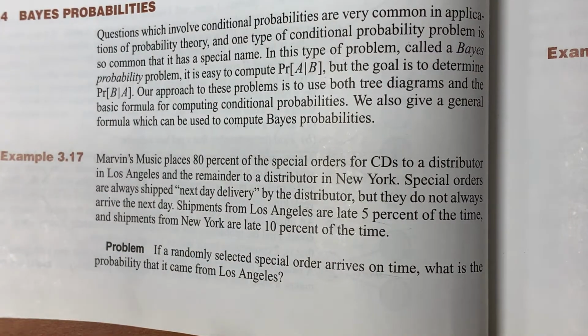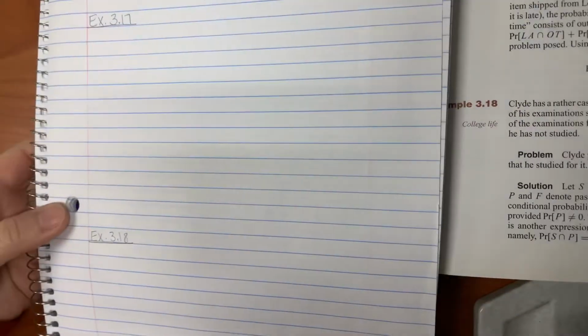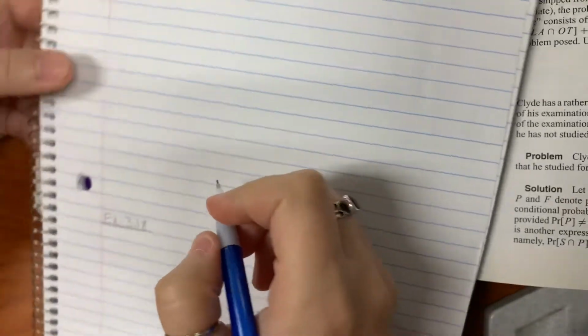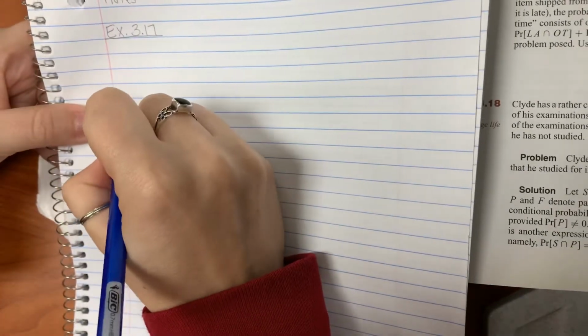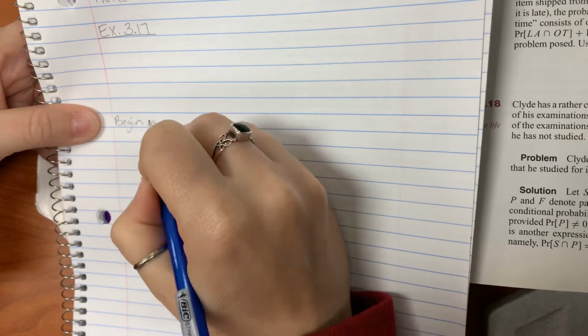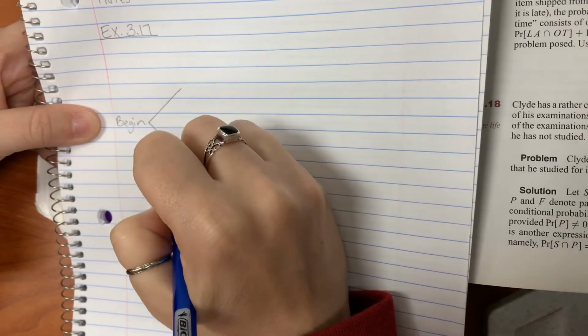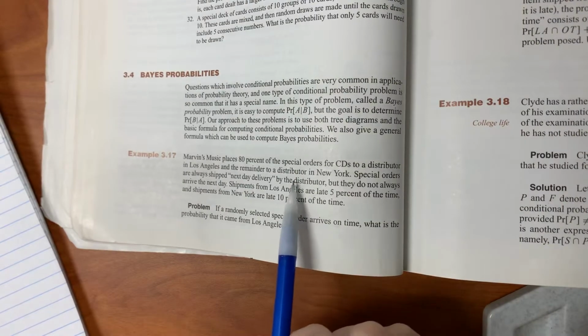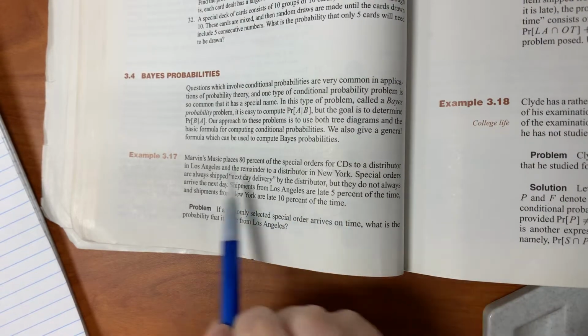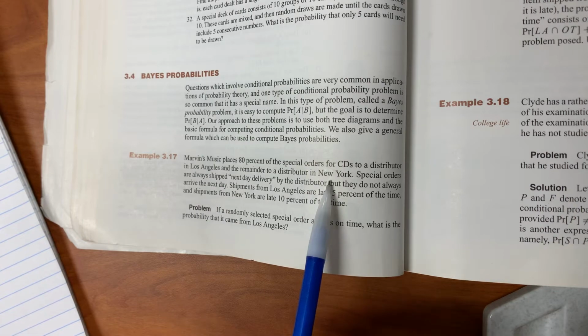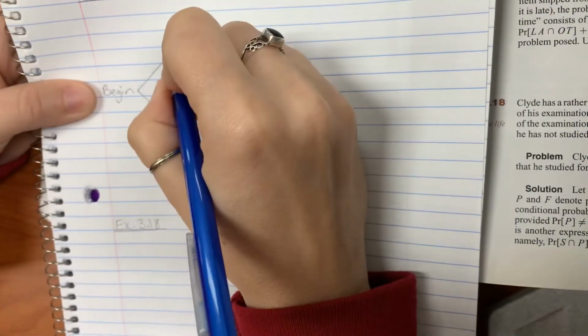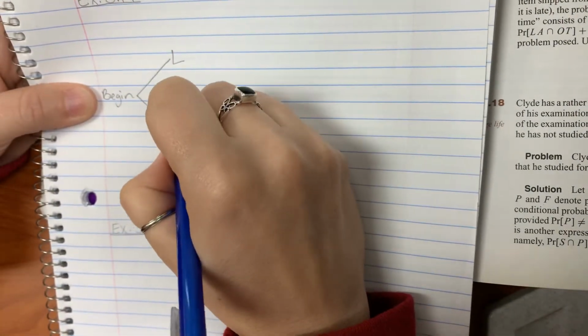Okay, so here's how I would do this problem. I would not use a formula. I would use a tree diagram. I use a tree diagram for every one of these. And when I begin, in this particular case, I would think about where are these coming from. So the first thing they told me up here was 80% come from Los Angeles and the rest come from New York. So I would write them out as here's Los Angeles, here's New York.